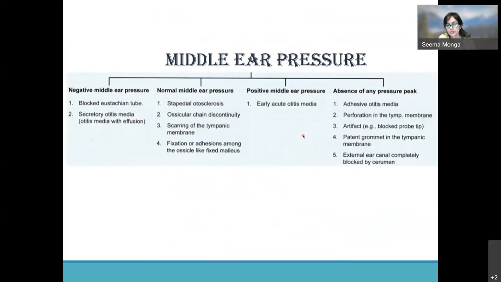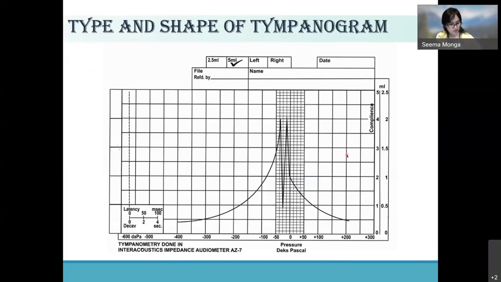So middle ear pressure, this again you have to memorize. Normal middle ear pressure, negative middle ear pressure, you all know, blocked eustachian tube, and there is no peak, that is flat. All right, there is no peak in adhesive otitis media or perforation, or there is a grommet, right? So in short, the type and shape of the tympanogram is important. This is a notched tympanogram. Again, ossicular discontinuity can be obtained.